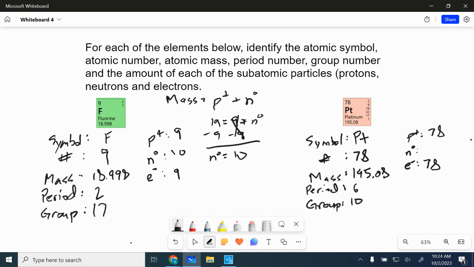For platinum over here, our mass is 195.08, so we're going to go with 195 equals 78 plus the number of neutrons. We subtract 78 from both sides, and get neutrons is equal to 117. So there are 117 neutrons. So platinum will have 78 protons, 117 neutrons, and 78 electrons.